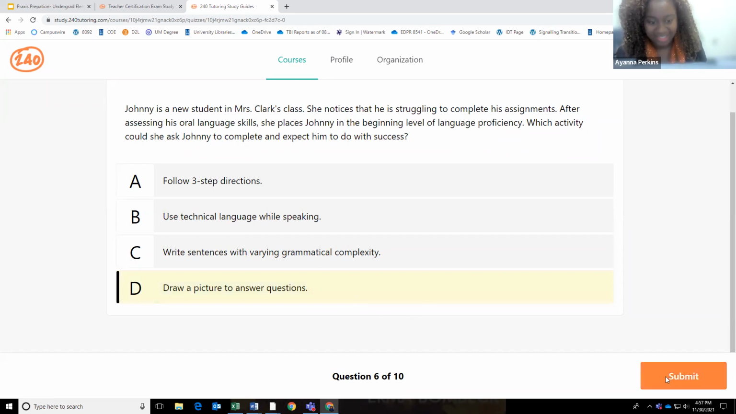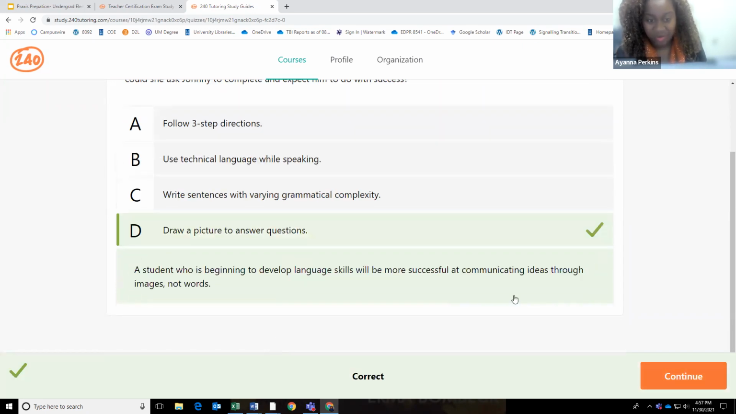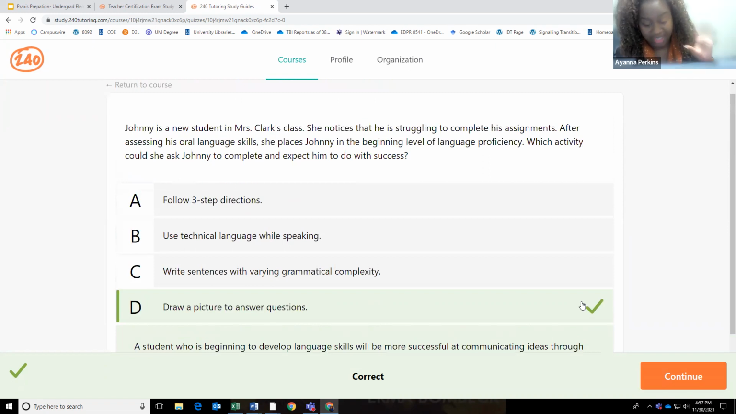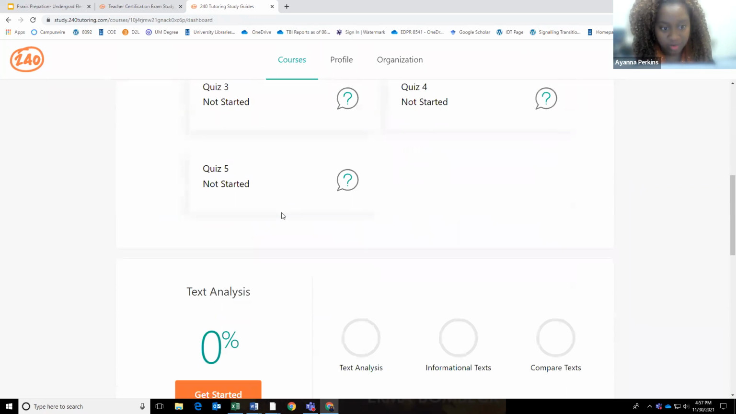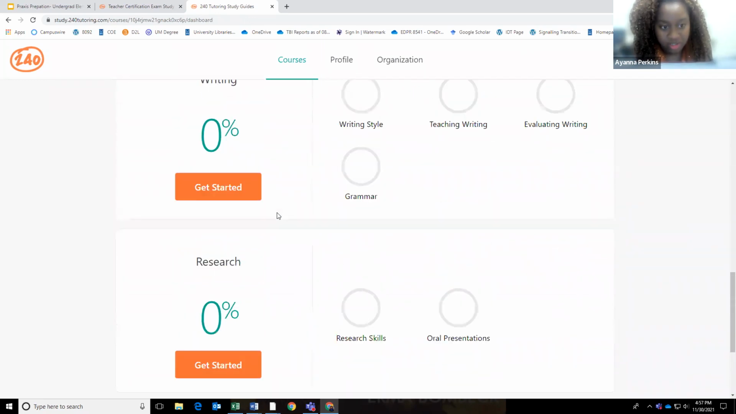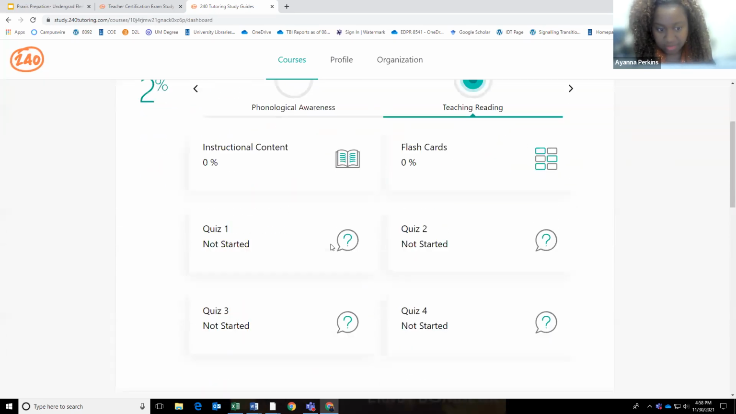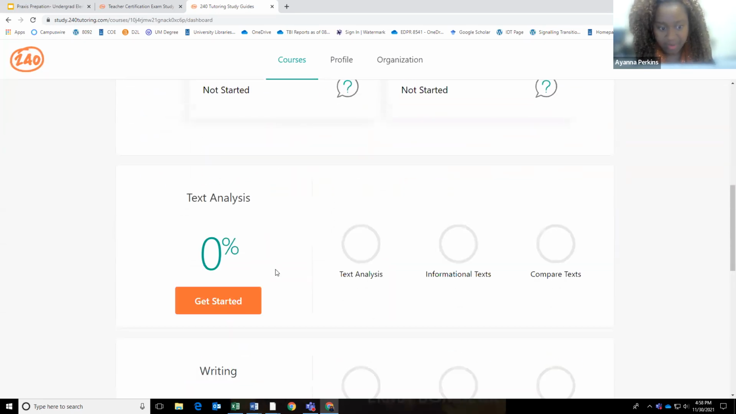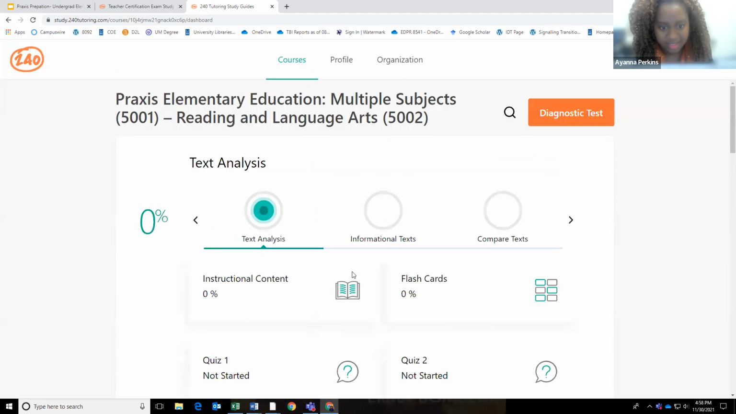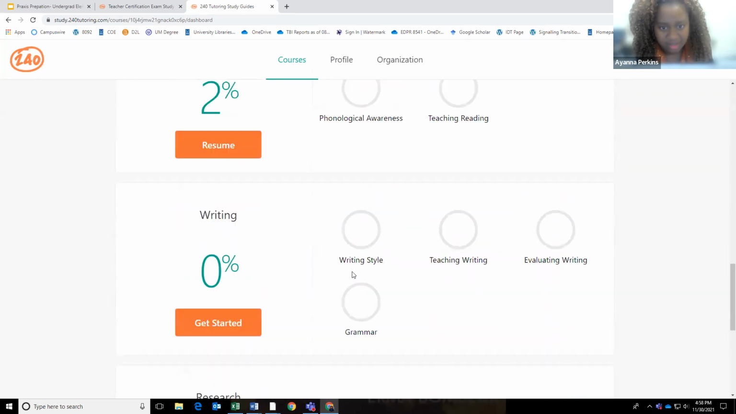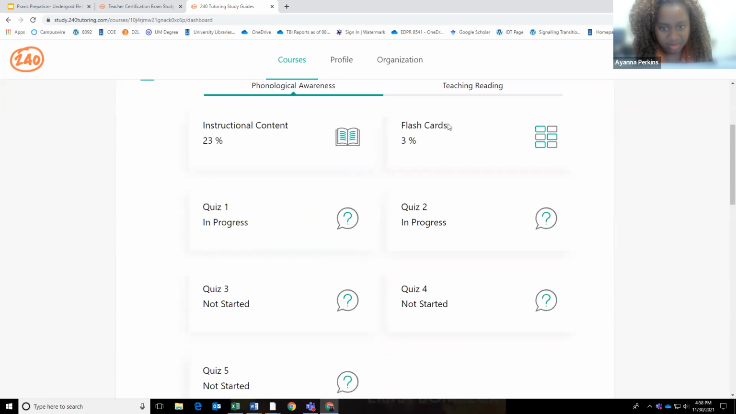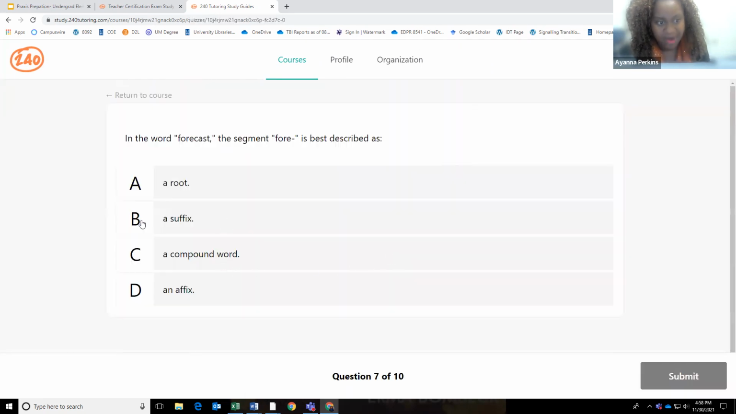Okay, we have consensus. Yes, so the key is that the beginning levels, this is where he is. This is what you need to do to support him. That's exactly the type of question that I was talking about. I'm going to return to the course, and I really want us to do one more type. We'll do the, actually, I want to do the text analysis because there we go. All right.